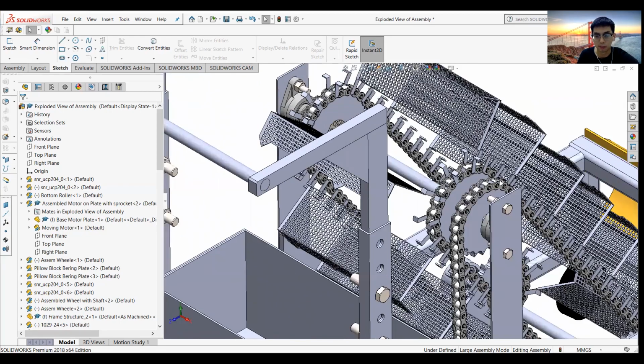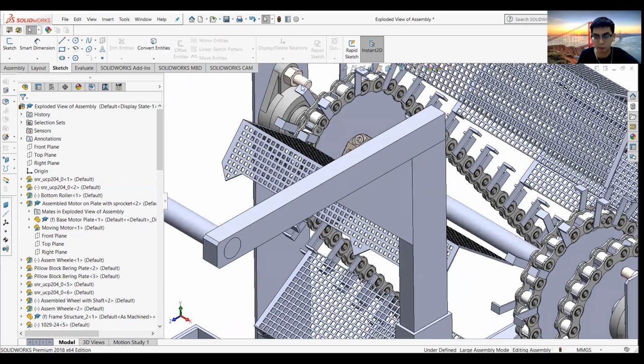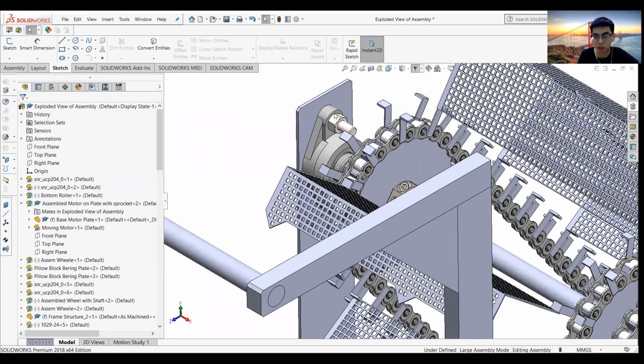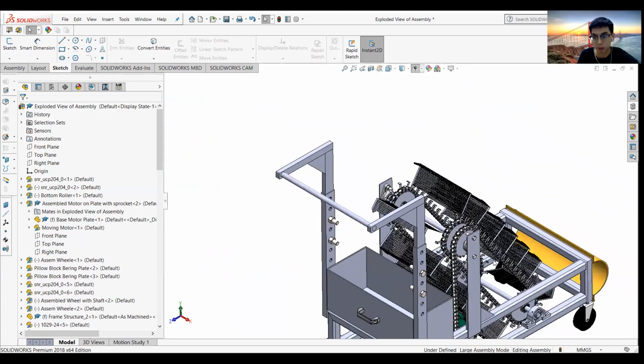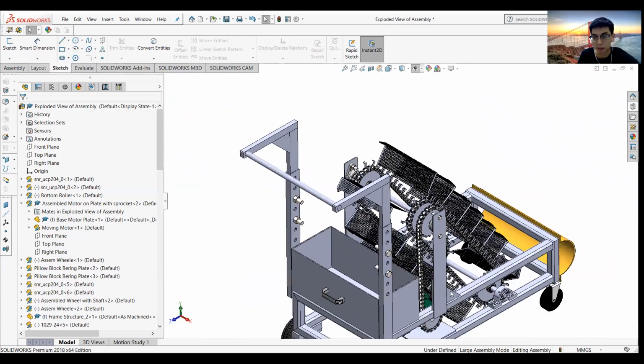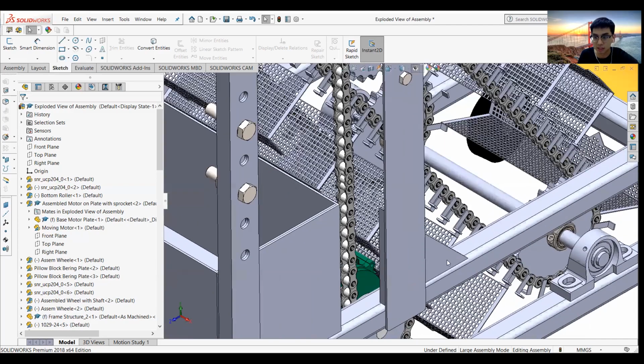And also, for the top roller, we use two pillow board bearings, and the pillow board bearing is being fastened onto what we call the top roller holding plate. This is the top roller holding plate, and the top roller holding plate is being welded onto the frame of this machine. And this is the support of the top roller plate.